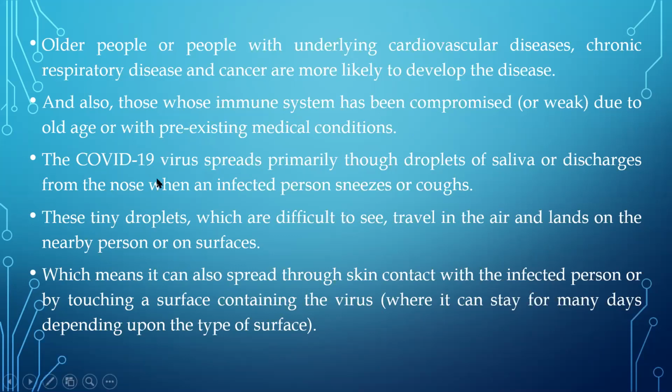The COVID-19 virus spreads primarily through droplets of saliva or discharges from the nose when an infected person sneezes or coughs. These tiny droplets, which are difficult to see, travel in the air and land on a nearby person or on a surface. These two points are particularly important, because we've been telling that an infected person can transmit the virus to a non-infected individual. But how is that possible? Say suppose a person is infected and has the virus in his system. Remember I told you these viruses cause common cold, which means they are going to sneeze or cough.